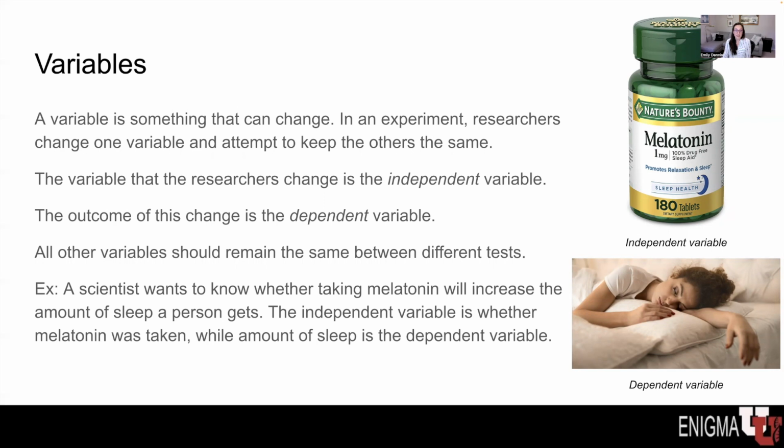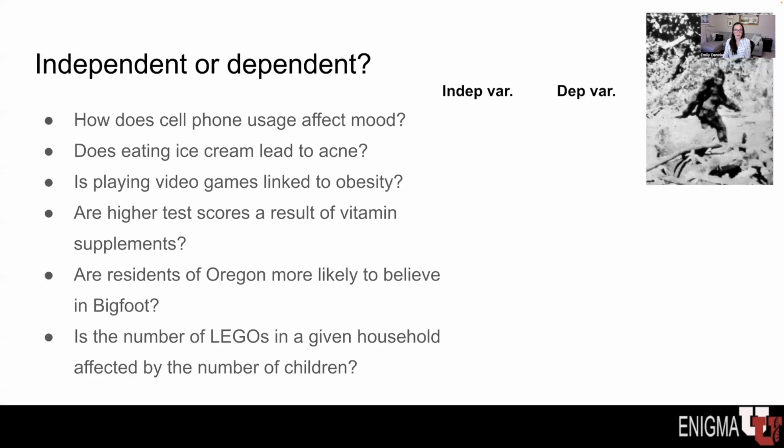For example, a scientist wants to know whether taking melatonin will increase the amount of sleep that a person gets. In this case, the independent variable is whether melatonin was taken, while the amount of sleep is the dependent variable. Okay, a few examples here. In each of these cases, which is the independent variable and which is the dependent variable? How does cell phone usage affect mood? In this case, cell phone usage is the independent variable and mood is the dependent variable.